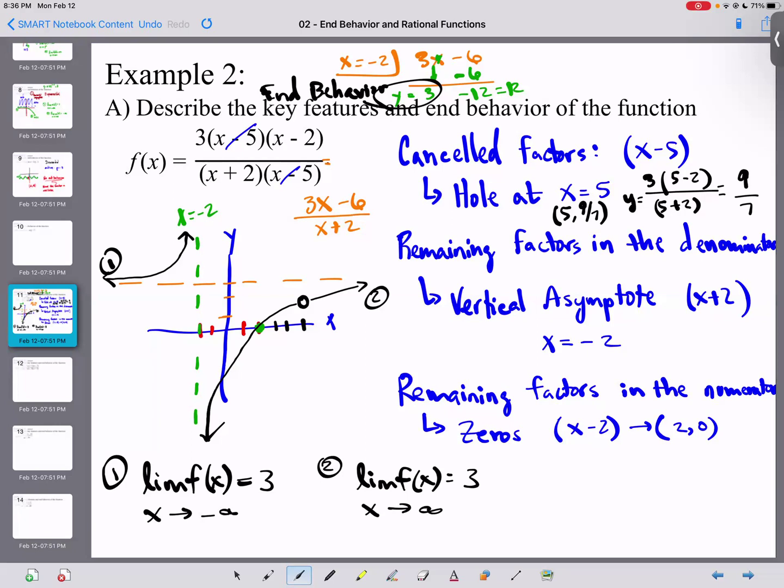Now, unfortunately, not every rational function is going to be given to us in factored form like that. On this one, again, I did a lot of extra that you wouldn't have to do, but I was just walking you through the key features.